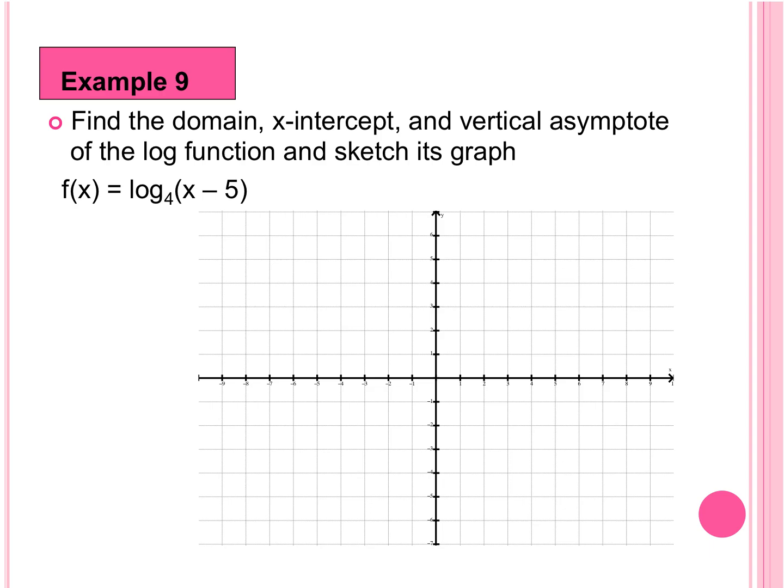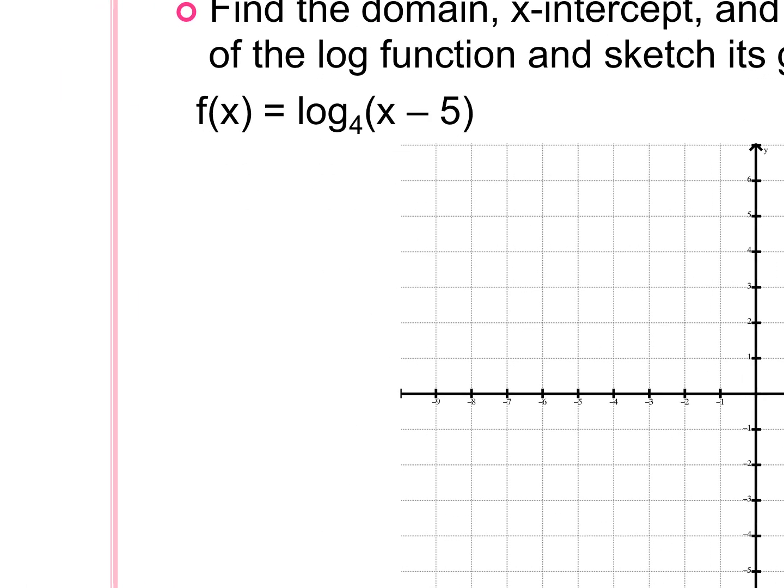So here we have log base 4 of x minus 5. So let's find all of our important things. Let's find our domain, range, vertical asymptote, and x-intercept. Start with the range. What would our range be? Negative infinity to positive infinity, all real numbers. Domain and vertical asymptote go hand in hand. What would we do to find these?